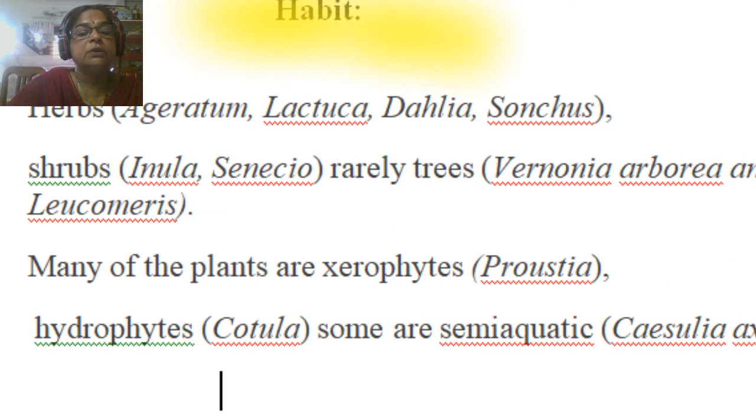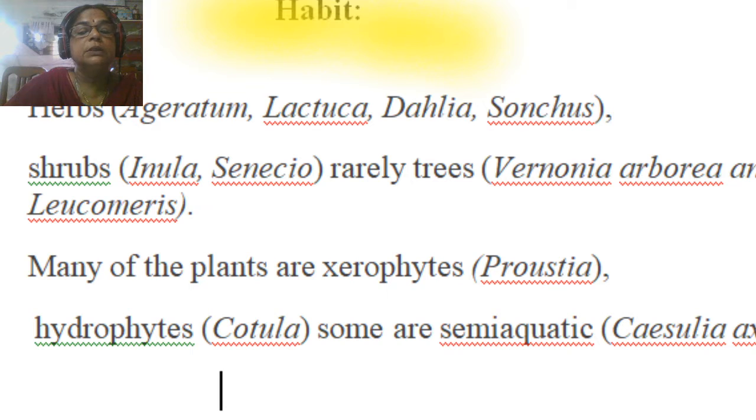Let us start with the vegetative characters of the family Compositae or Asteraceae. The dominating habit is the herb habit. Examples of herbs are Ageratum, Lactuca, Dahlia, and Sonchus arvensis. These are plants which you will see everywhere in the field in wild conditions. Coming to shrubs, two examples showing the shrub habit are Inula and Senecio.